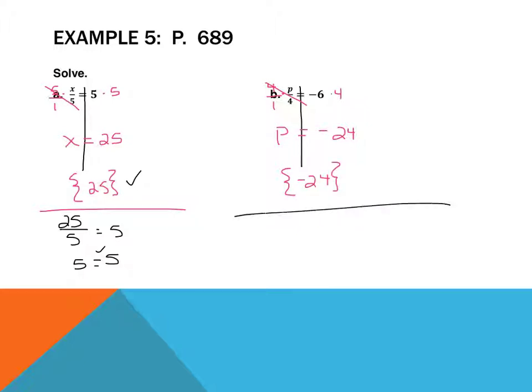Okay, and then to check it, I'll rewrite it. Instead of P divided by 4, I'll write negative 24 divided by 4. And 24 divided by 4 is 6. Negative divided by positive is negative. So my solution is correct.